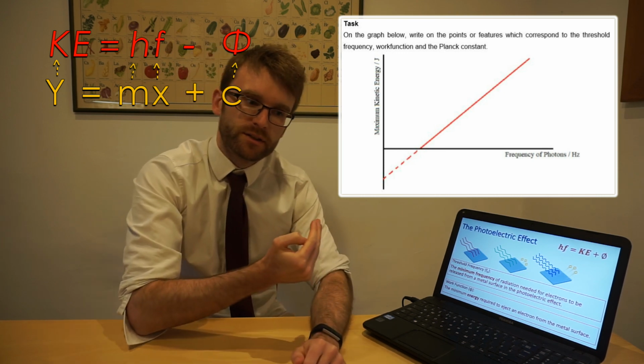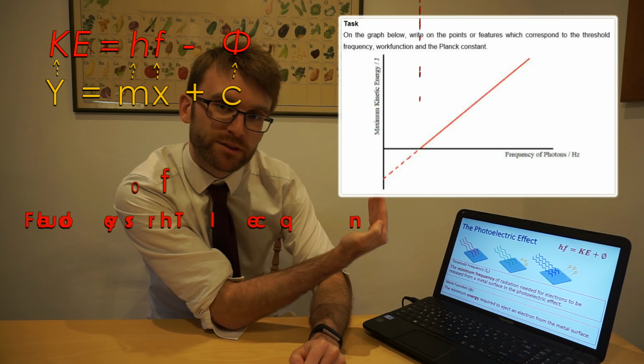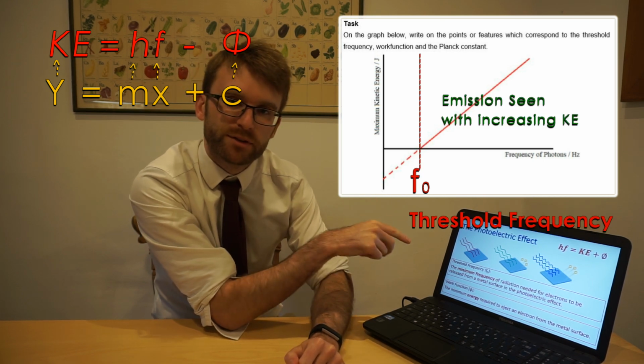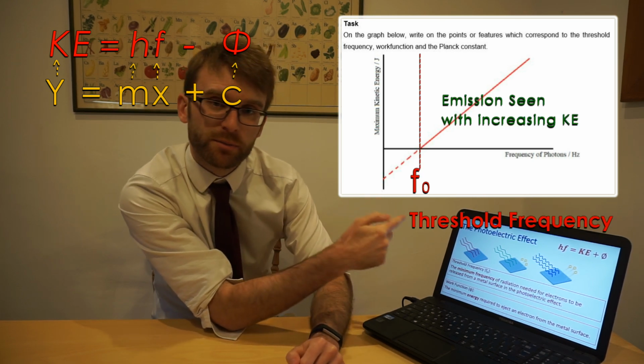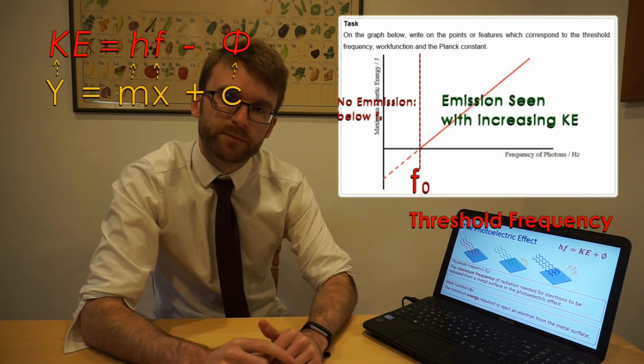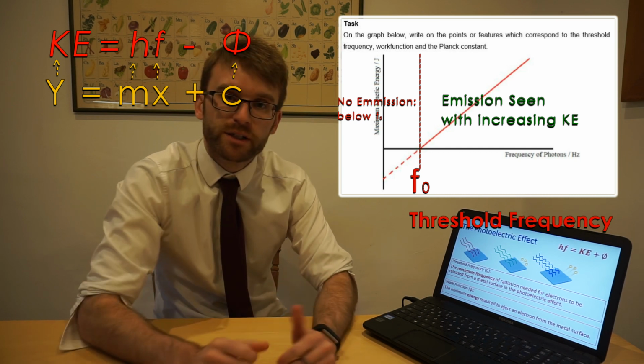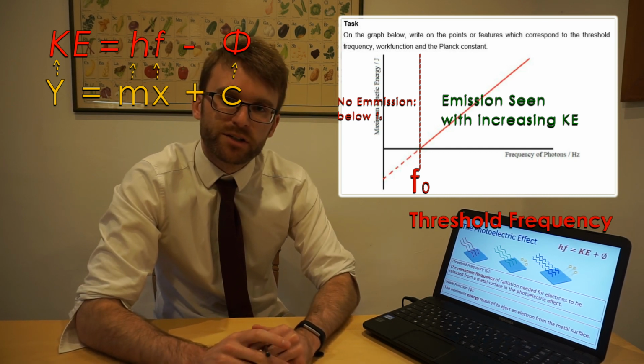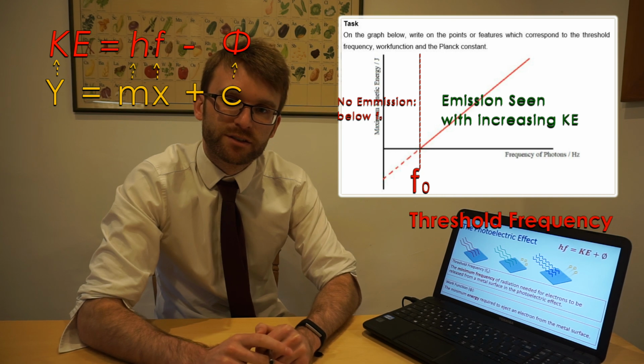You might notice that there's a certain frequency above which it happens, and a certain frequency below which there's no emission. That is the threshold frequency, the frequency at which a photon is first emitted.